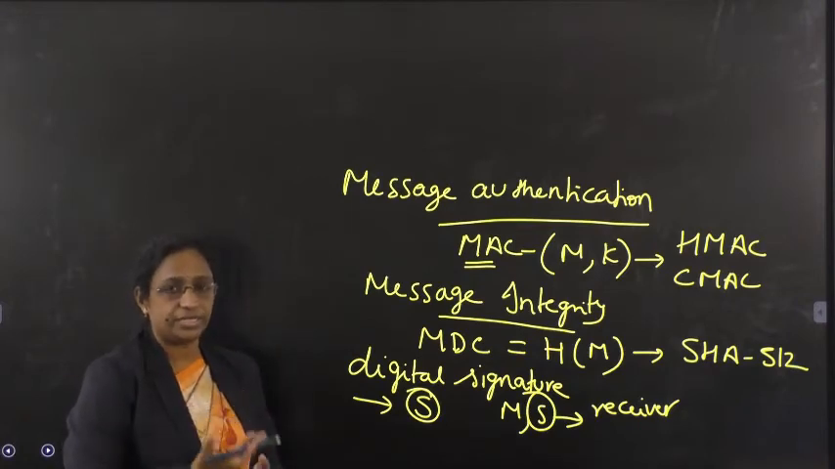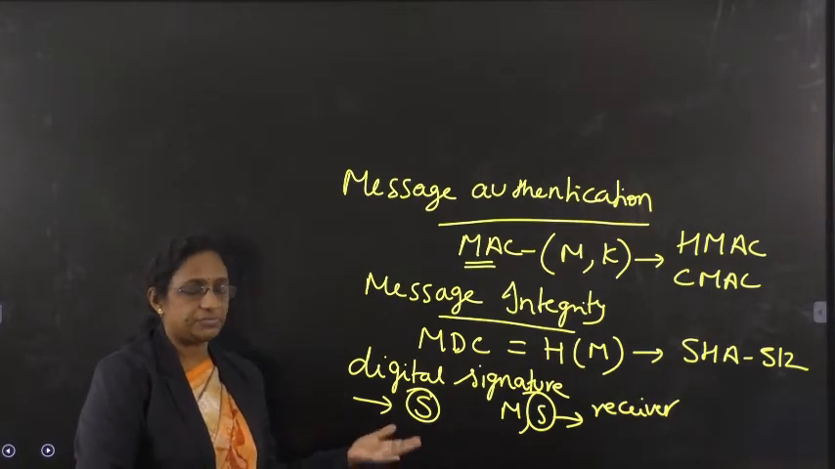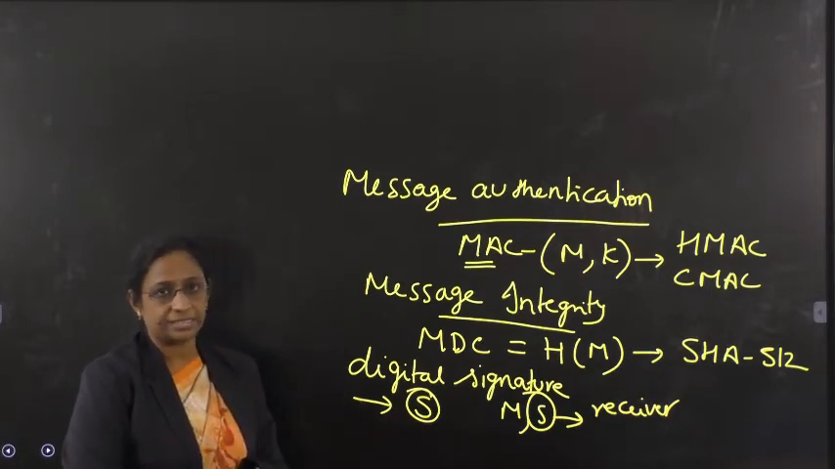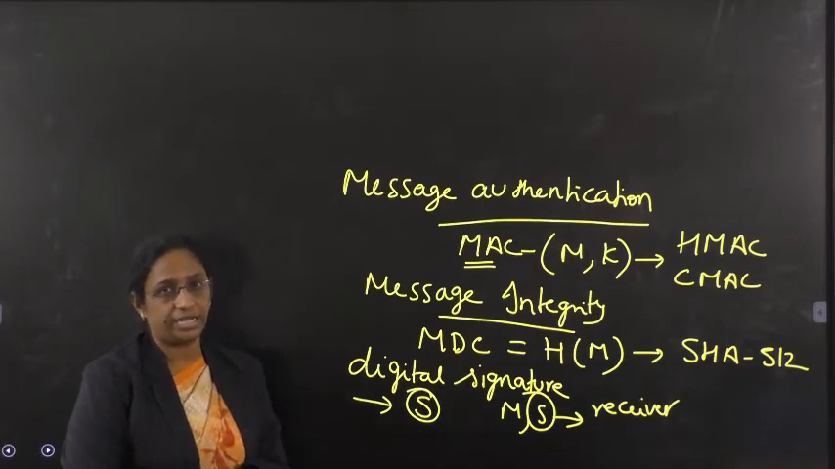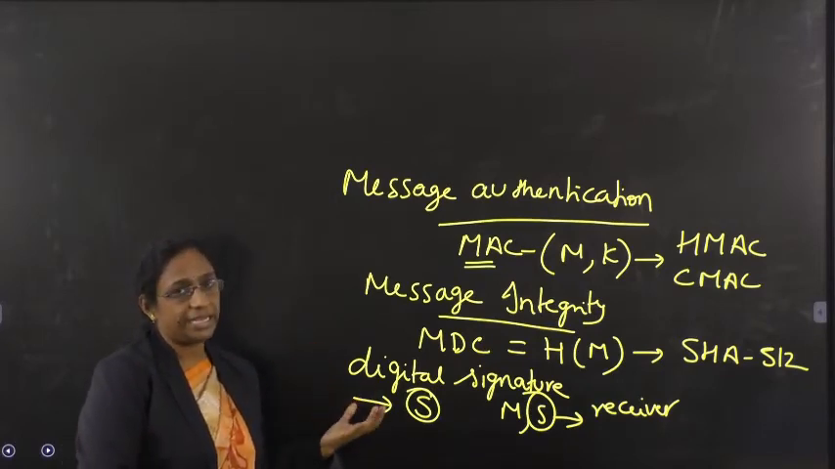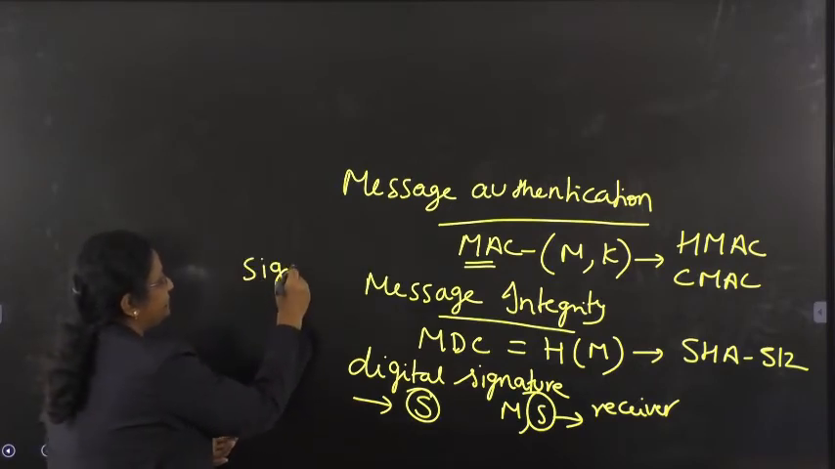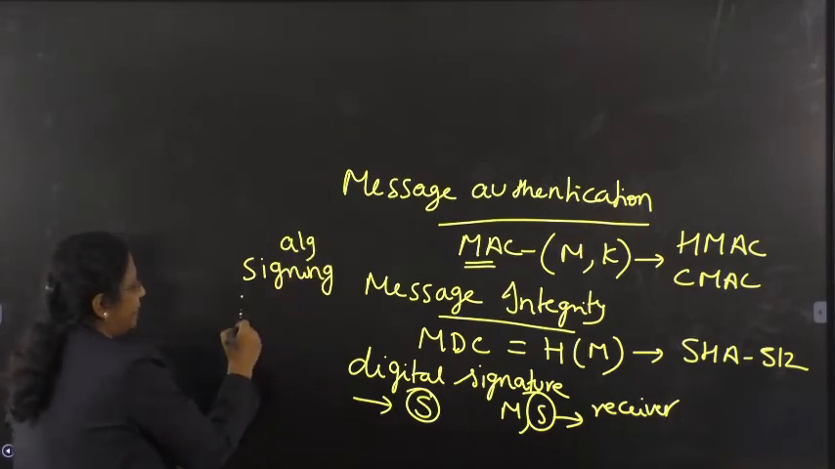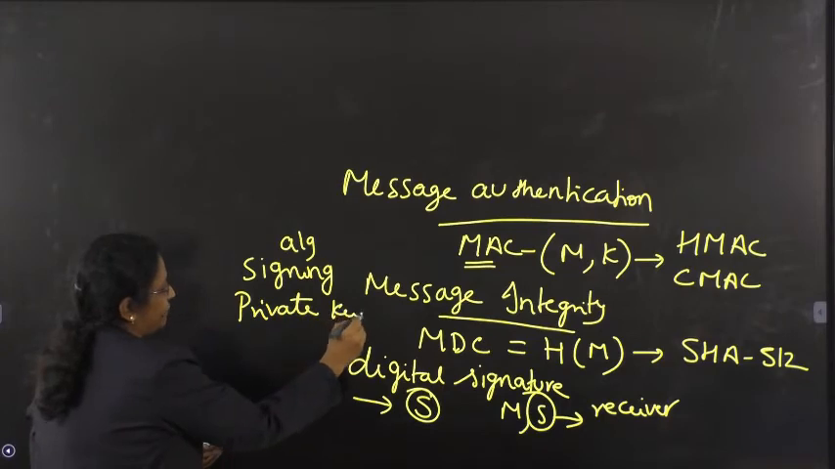If the signature is true, that means the message will be accepted. If the signature is false, then the message will not be accepted. For this, we will have a signing algorithm and a verifying algorithm, where the signing algorithm takes the private key of the sender.